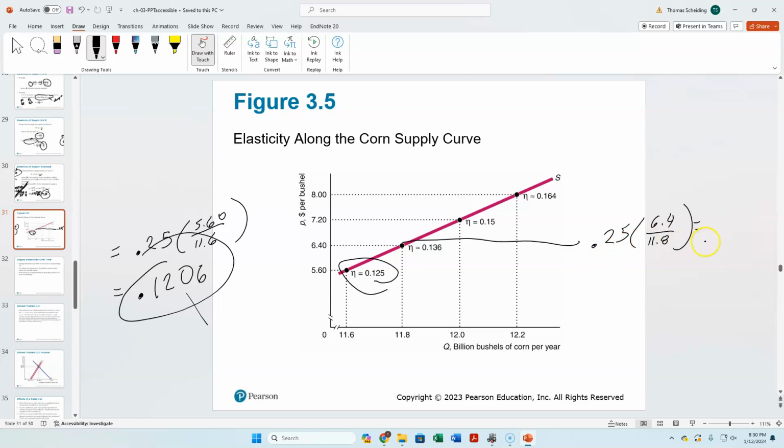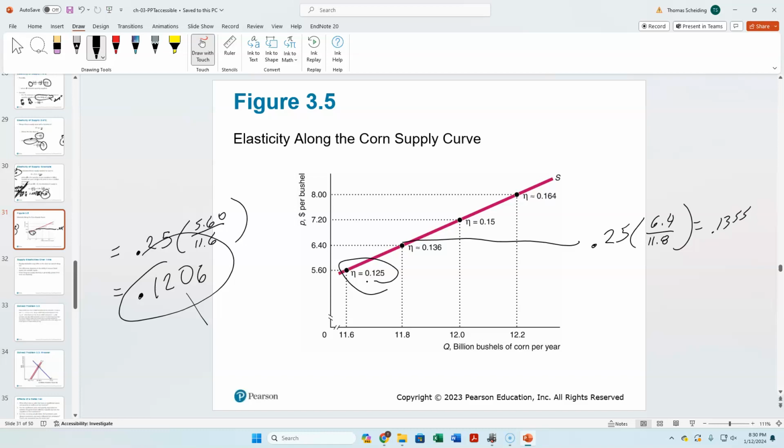0.1355, which would round to 0.136. But why are they saying it's 0.125? It's not. Did I put something in wrong? Just make sure. Sorry if I'm wasting your time here. You can just fast forward this if you want to.